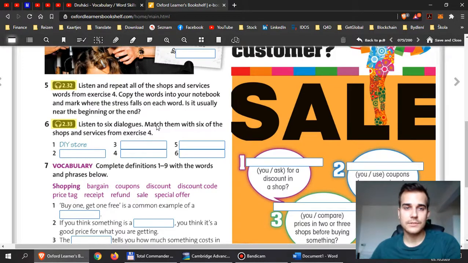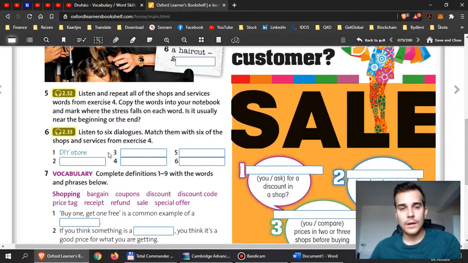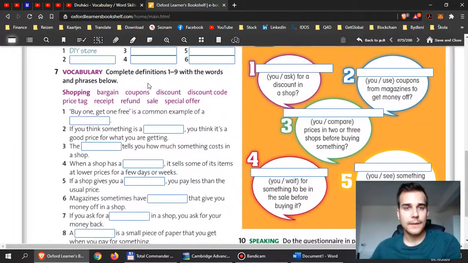Then I want you to listen to 2.33, listen to 6 dialogues, match them with 6 of the shops and services from exercise 4. So there are dialogues in some kinds of shop. Number 1 is DIY store, so put the correct store in each place in here, all right, depending on the dialogue. Then number 7, complete definitions 1 to 9 with the words and phrases below. So we have shopping, bargain.